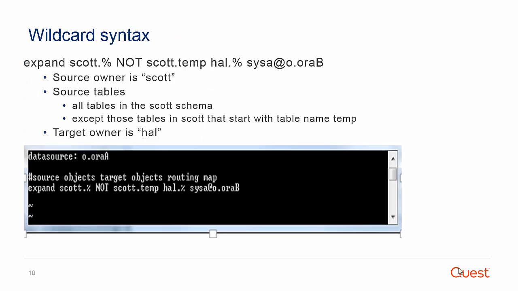If expand keyword is in a config line, SharePlex will query Oracle for all objects that match the criteria and the wildcard specification. In this example, SharePlex will activate all tables owned by Scott except those that start with temp. All tables that match this description will be replicated to the same table name and target owned by Hal. The syntax for a wildcard specification in the config file is shown here.